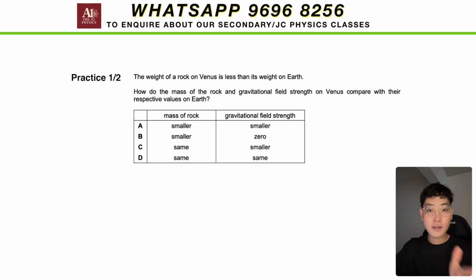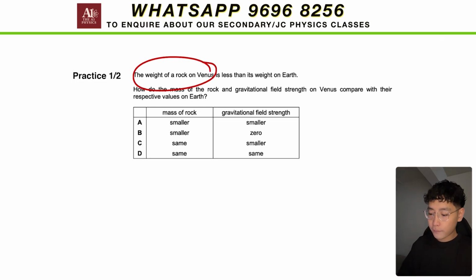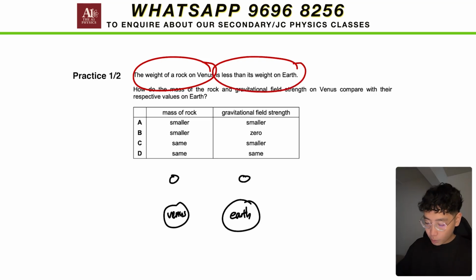As for all the practices in the video, feel free to pause the video and try the practice question yourself. Assuming that you have done that already, let's go through the first question. The weight of a rock on Venus is less than the weight of the rock on Earth. We can see over here that on Venus and Earth, it's still the same two rocks.